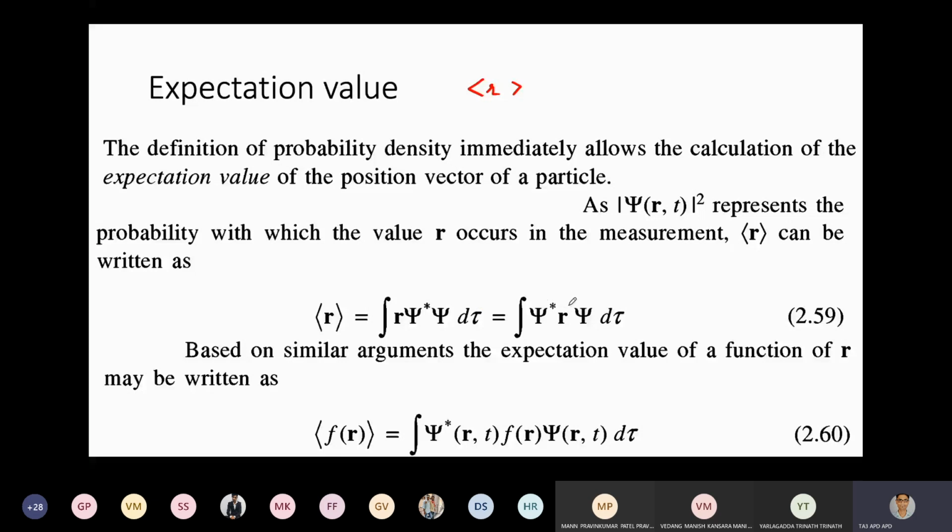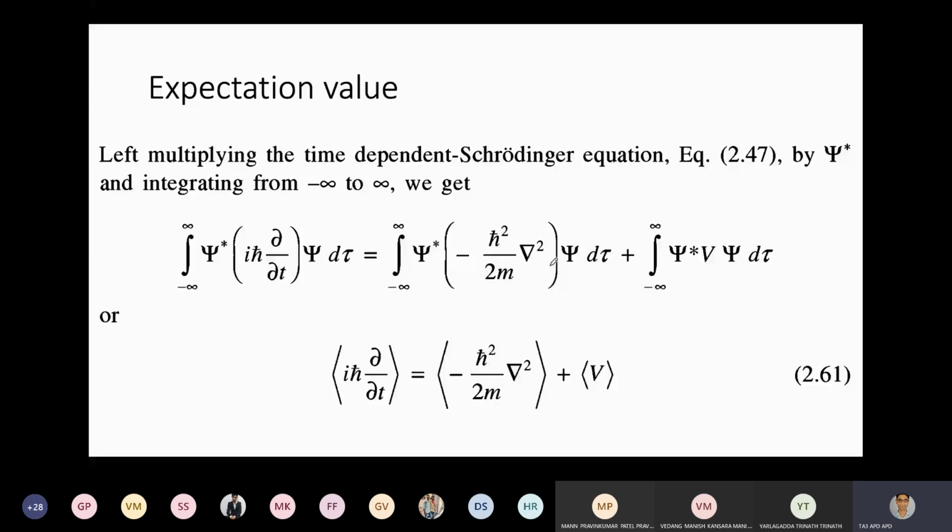Okay. So this is for the position of the particle, and for any such function of r, one can similarly write down the expression for the expectation value of the function. So f of r in brackets should be equal to the integral of psi star f psi d tau. Okay, now let us multiply this time dependent Schrodinger equation by psi star, and we integrate it from minus infinity to plus infinity. Okay.